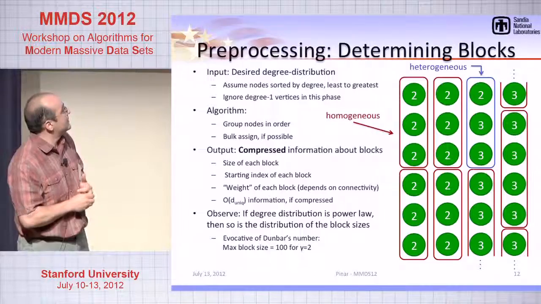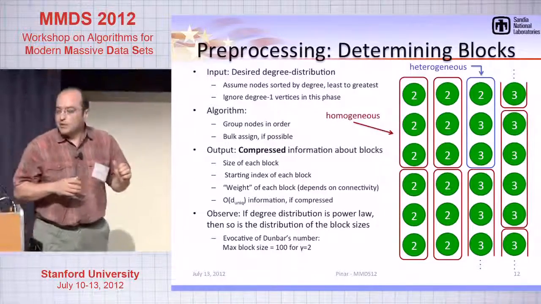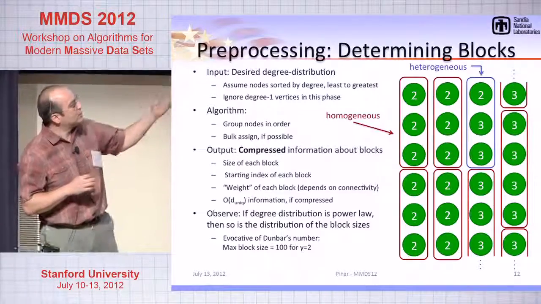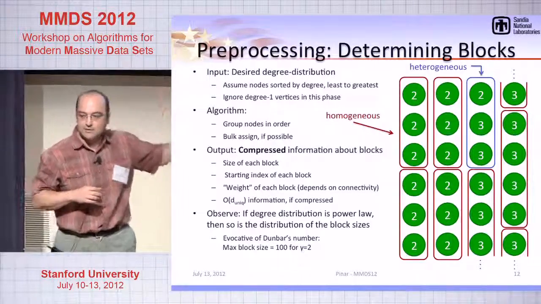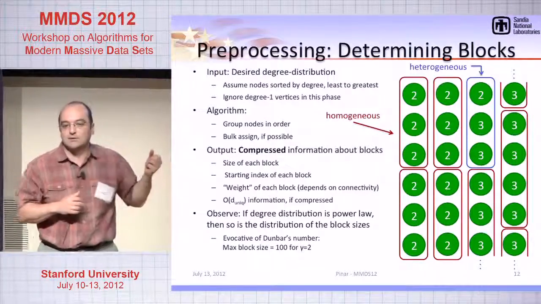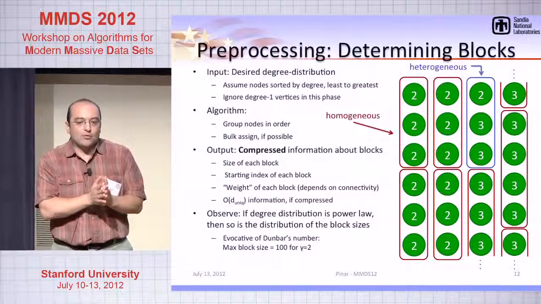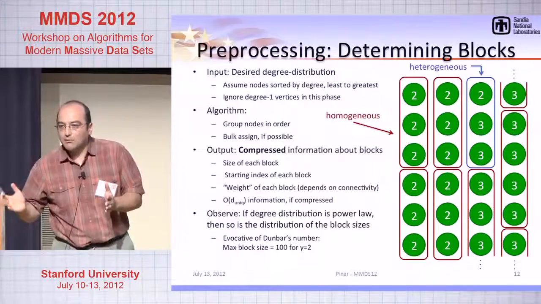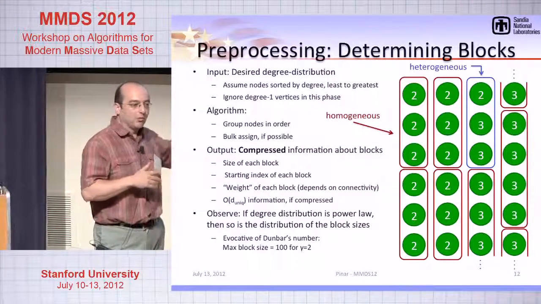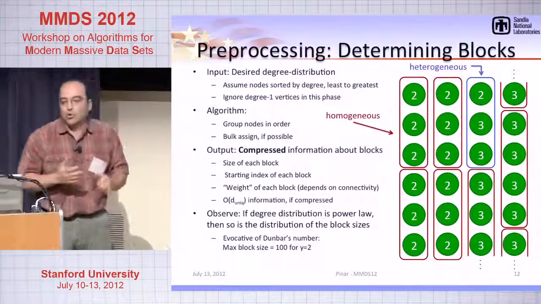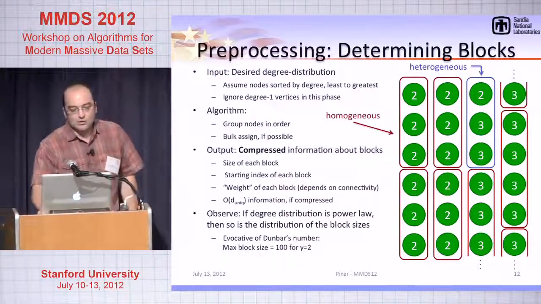The other important thing here is that we're not specifying each block one by one. The total information is in the order of the number of distinct degrees, or the maximum degree, for instance. That means we have a number of communities in the order of the number of vertices, but the information here is much smaller. So we have a low dimensional representation of the community structure as well.